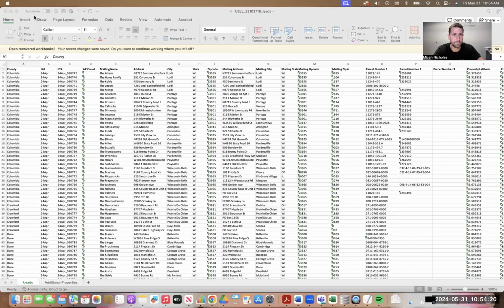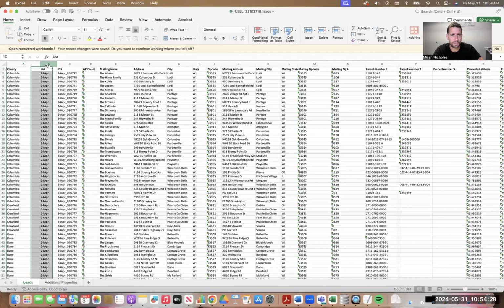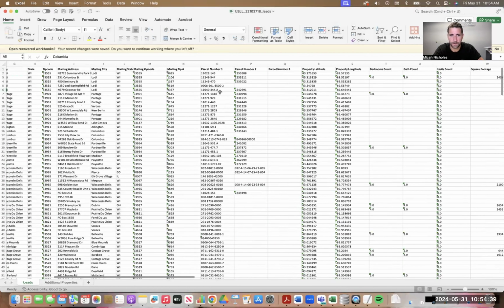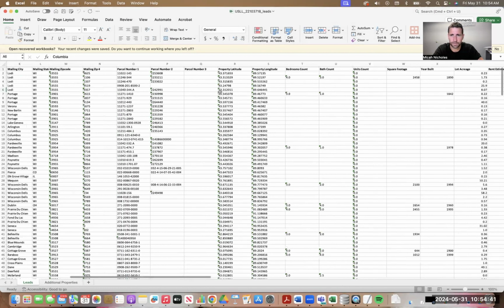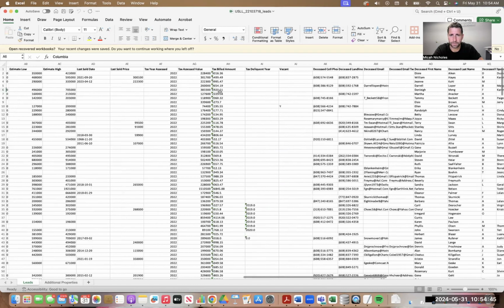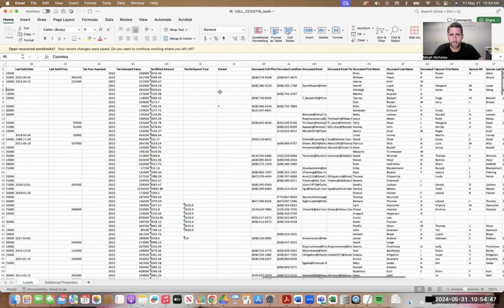All right. So here we go. This is the current standard format of our list. Over here, column B is the year and month that it was produced. First column's county. Everything else is pretty self-explanatory on this part. I'm going to scroll over here and I just want to highlight a few things so you guys are aware.